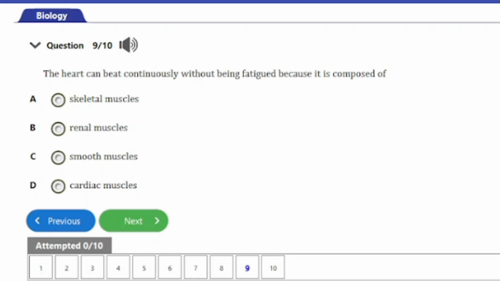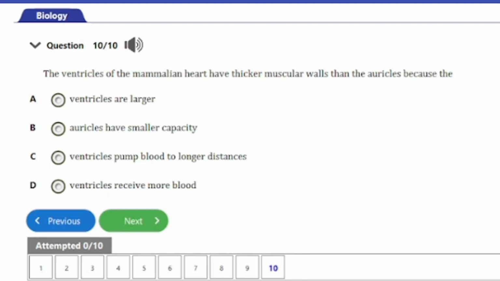Let's consider the next and the last question, question number 10. It says, the ventricles of the mammalian heart have thicker muscular walls than the auricles because the A. ventricles are larger, B. auricles have smaller capacity, C. ventricles pump blood to longer distances, and D. ventricles receive more blood. The answer to this question is option C: ventricles pump blood to longer distances.